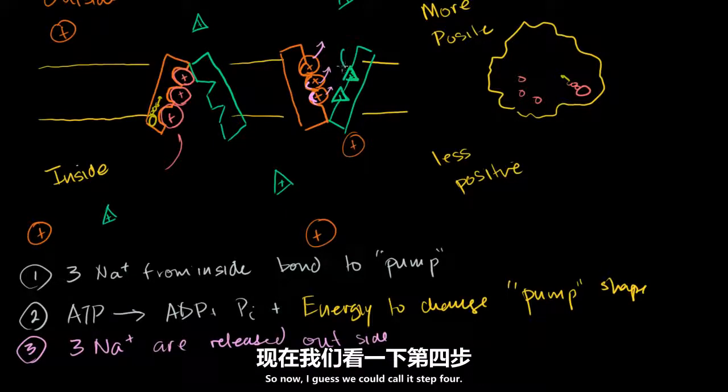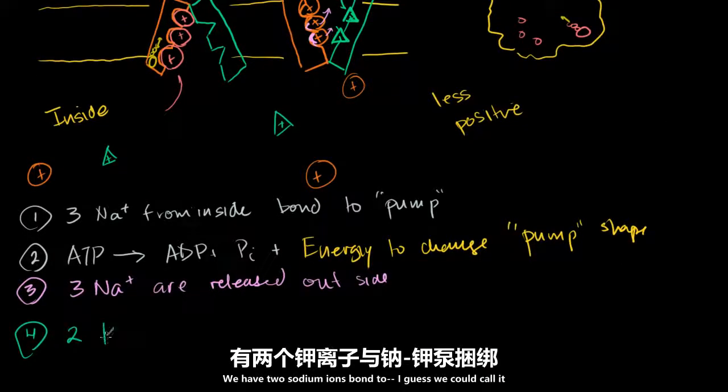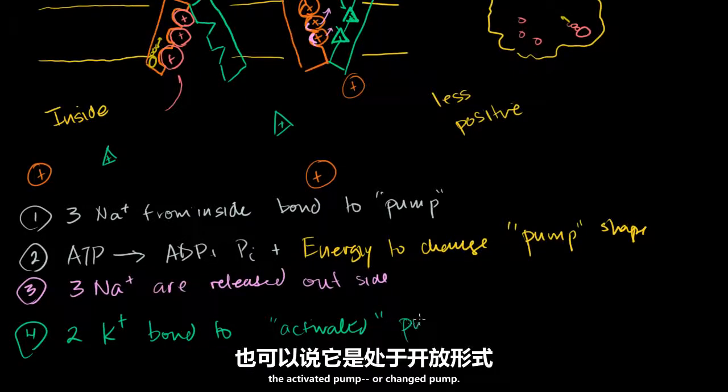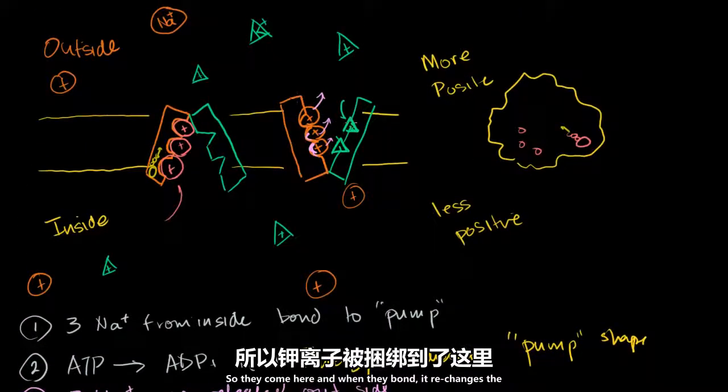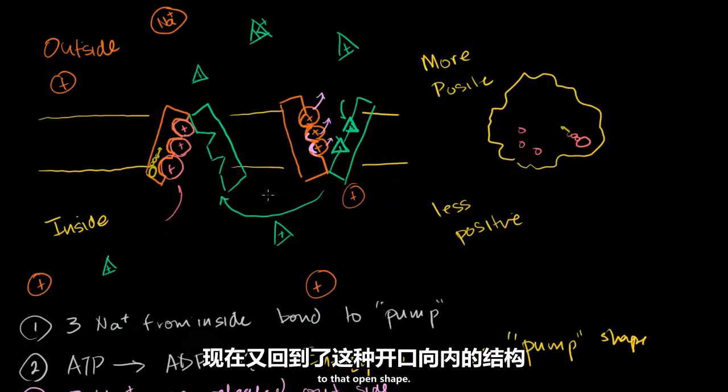So now, I guess we could call it step 4. Step 4, we have 2 potassium ions bond to, I guess we could call it the activated pump. Activated or changed pump. Or maybe we could say it's in its open form. So they come here, and then when they bond there, it rechanges the shape. It rechanges the shape of this protein back to this shape, back to that open shape.